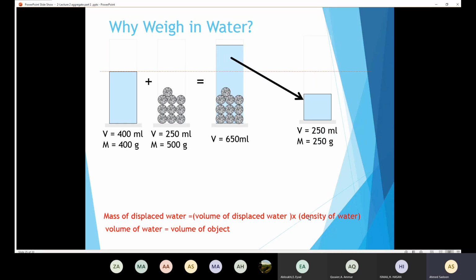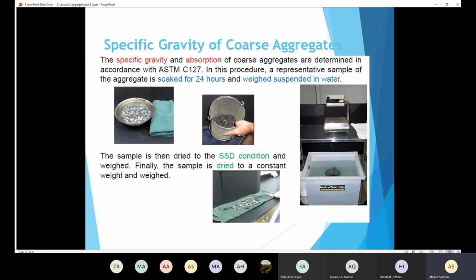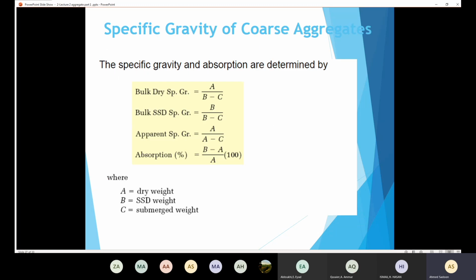Okay, so now let's look at how we are going to determine the specific gravity of the coarse aggregate. To do that, we need to use this basket here with a bucket of water. We are going to place the aggregate inside this basket to measure the aggregate in the water. And also we need to determine the SSD condition. And finally, we need to determine the dry sample. That could be done by putting the aggregate inside the oven until we get a constant weight.